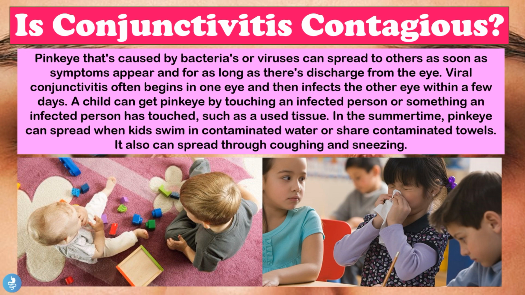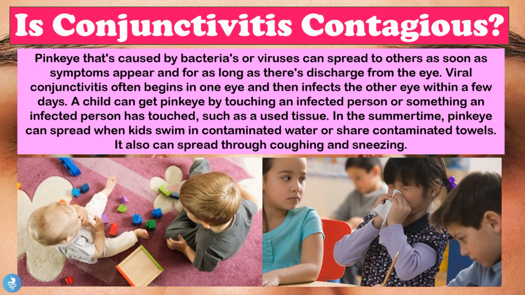In the summertime, pink eye can spread when kids swim in contaminated water or share contaminated towels. It can also be spread through coughing and sneezing. So as we can see, bacterial and viral conjunctivitis are both forms of contagious conjunctivitis, and they spread very easily, especially in kindergartens or schools where we have children that are interacting very closely.